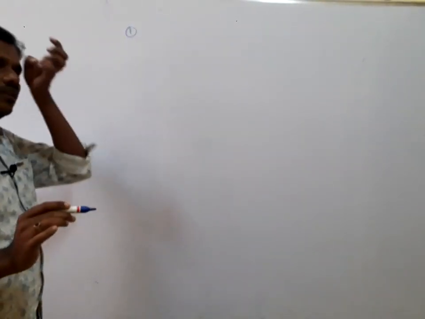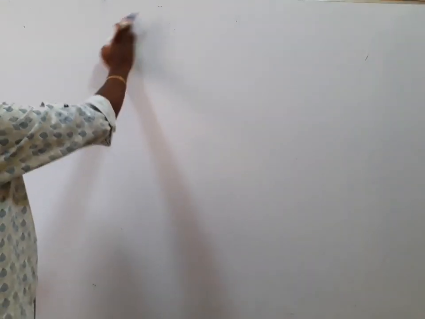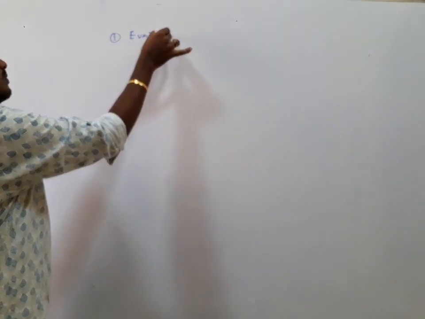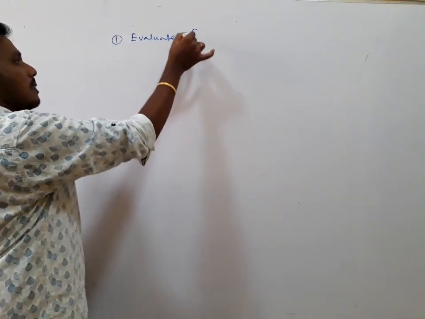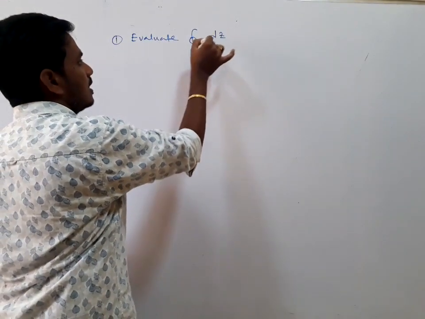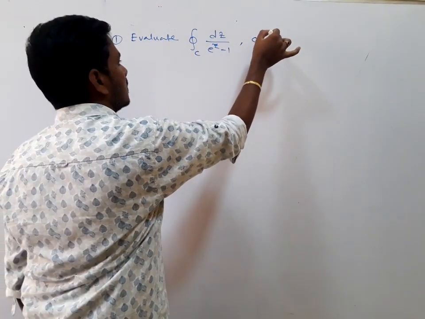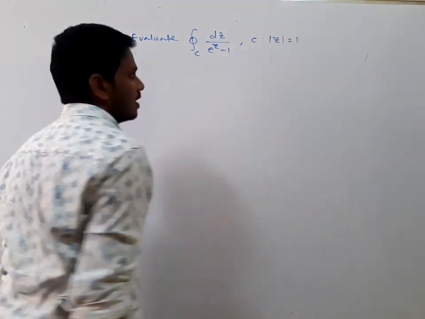Now, coming to the problems, how are we going to find the contour integration? Evaluate the following integral by using Cauchy's residue theorem, or simply the residue theorem. Let's evaluate the integral over C of 1 by e to the power z minus 1 dz, where C is the contour mod z equals 1.